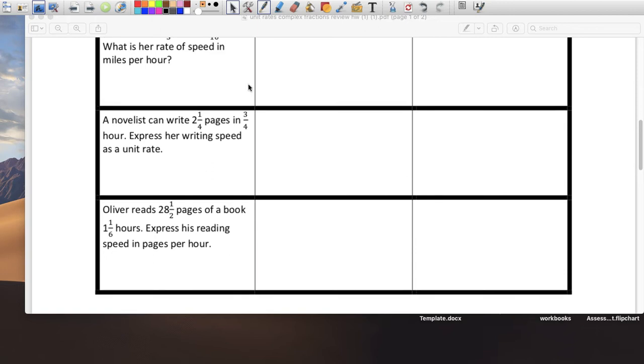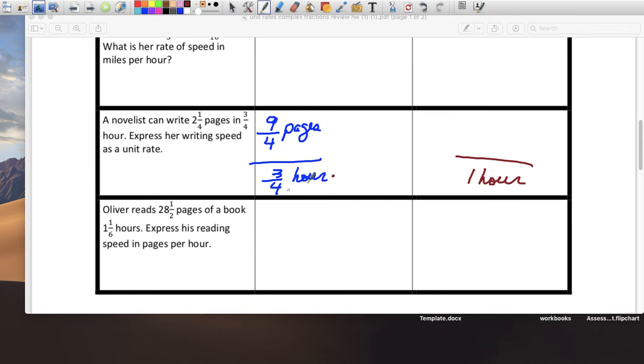A novelist can write 2 1/4 pages in 3/4 of an hour. Express her writing speed as a unit rate. So this one, simple enough. So we want the writing speed. So let's write it. So 2 1/4, I'm going to change that to 9/4. She can write 9/4 pages in 3/4 of an hour. So the unit rate means what can she do in 1 hour. So let's change that to 1 hour. Right, it's a little bit easier to understand.